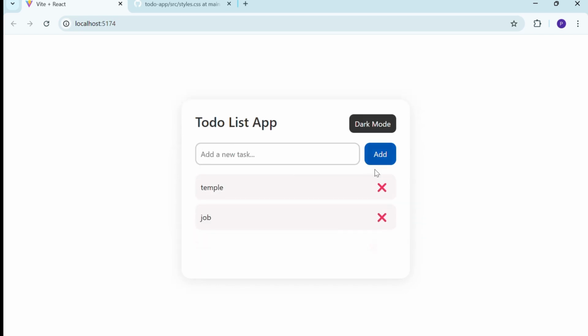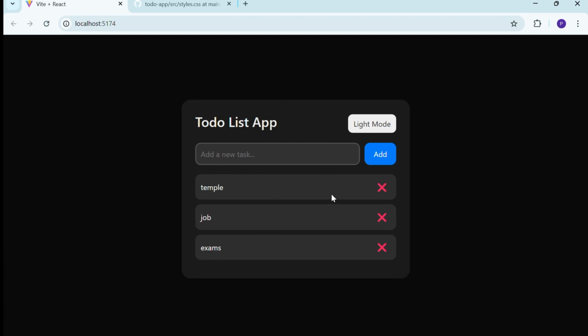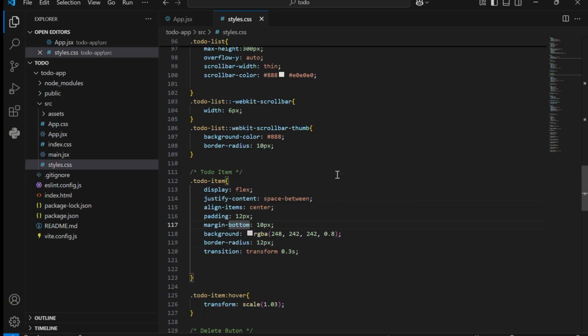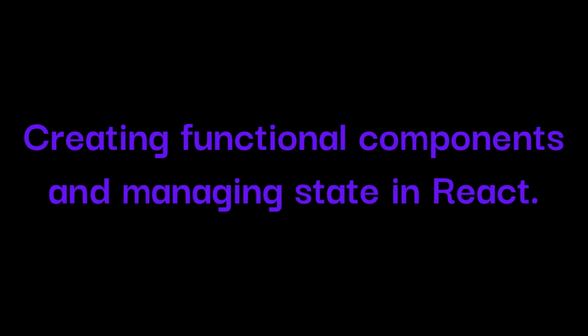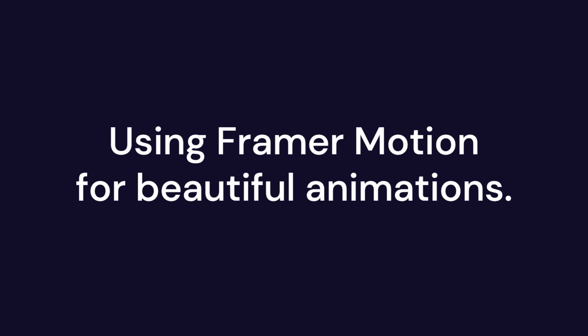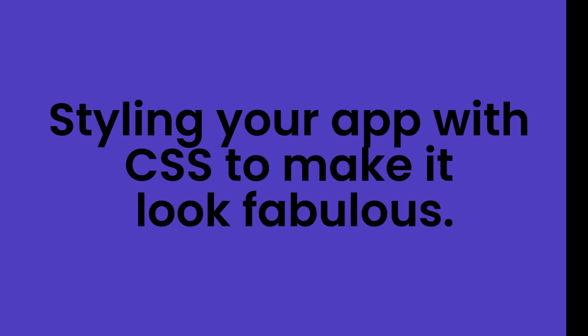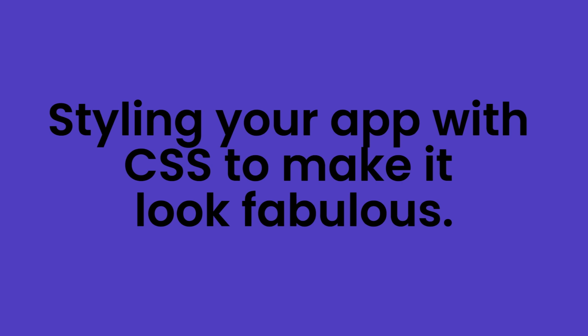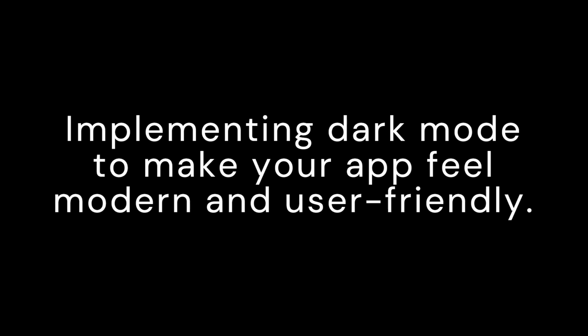And there you have it. You've just built a super cool to-do list app with animations, dark mode, and stylish buttons. In this app, you learned creating functional components and managing state in React, using Framer Motion for beautiful animations, styling your app with CSS to make it look fabulous, implementing dark mode to make your app feel modern and user-friendly.